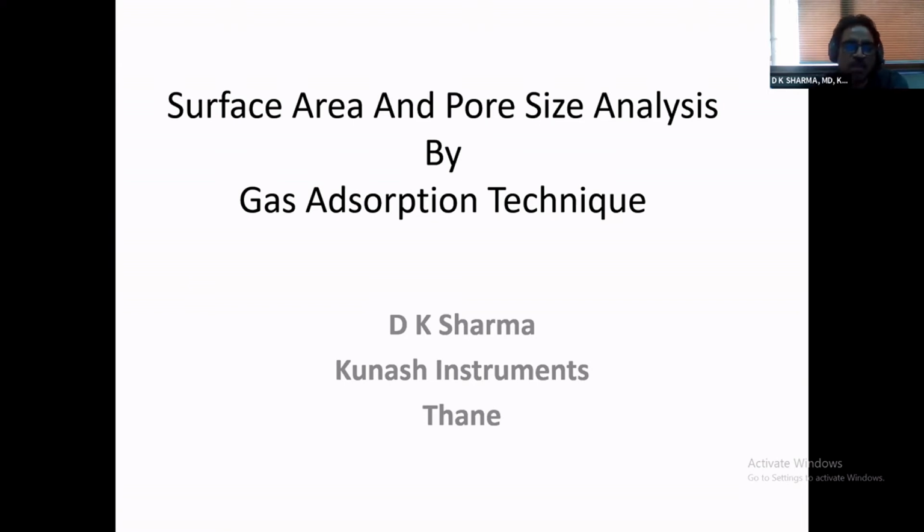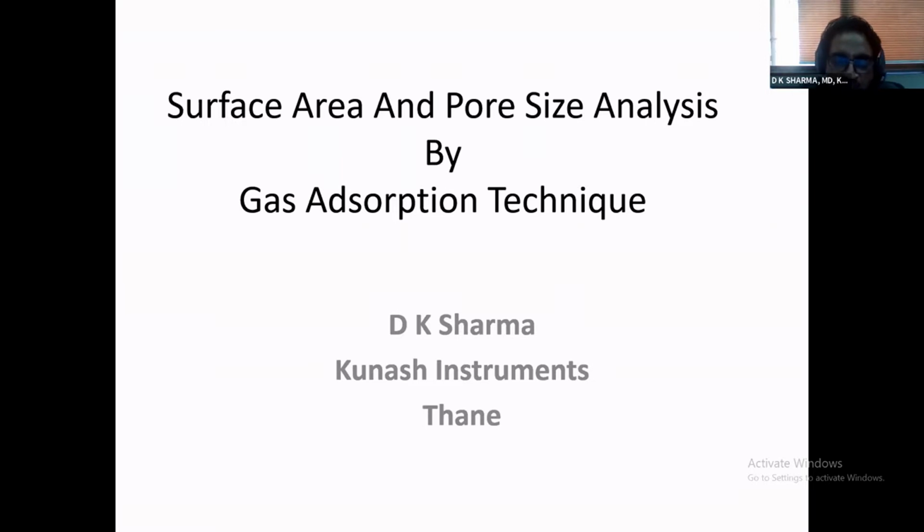So we'll be talking about how we can determine surface area and pore size of our samples. The samples could be powders, could be formed materials like pellets, or any form that you can think of. So long as they have something to offer for adsorption, they will be measured. And when I say something to offer for adsorption, I mean measurable adsorption.